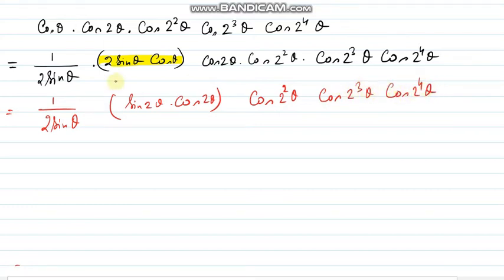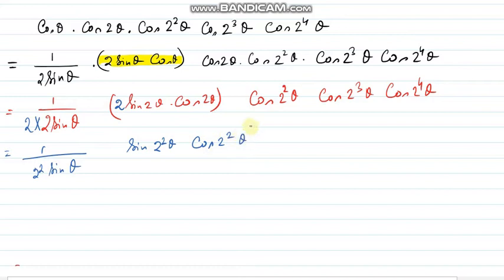Right? Now I am multiplying by 2 and dividing by 2 once again. So it will be 1 divided by 2 square sin theta. 2 sin 2 theta cos 2 theta will become sin 4 theta. I am writing it as sin 2 square theta. Then cos 2 square theta is coming. I will take the pair of this. Cos 2 cube theta, cos 2 to the power 4 theta, right?